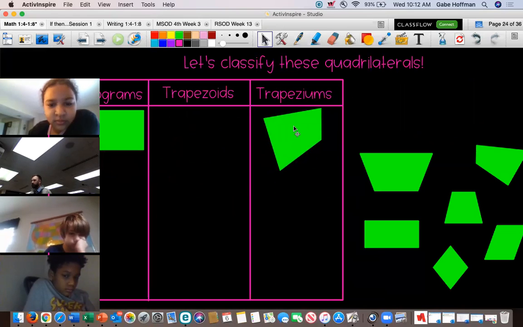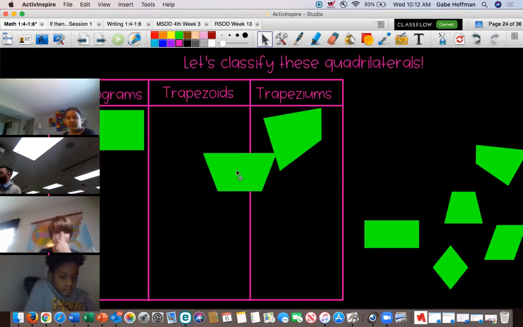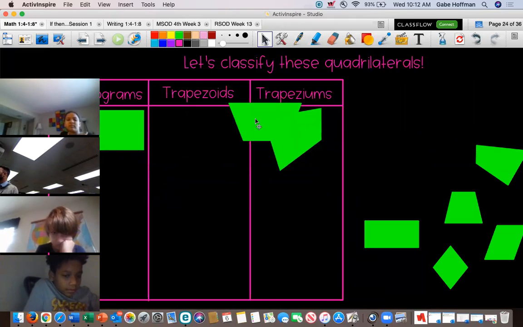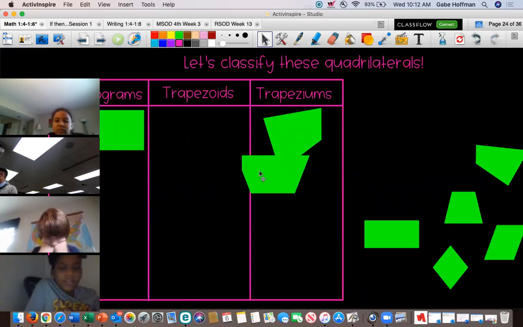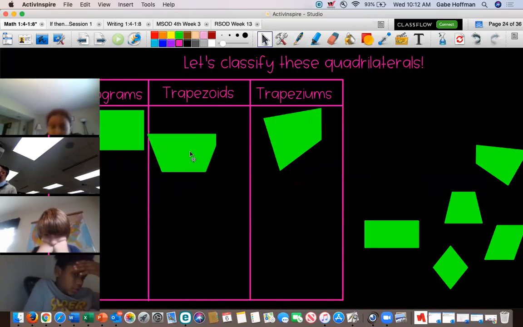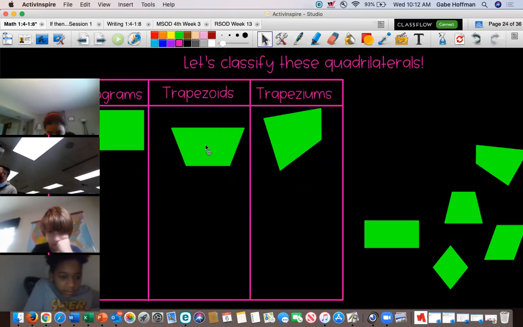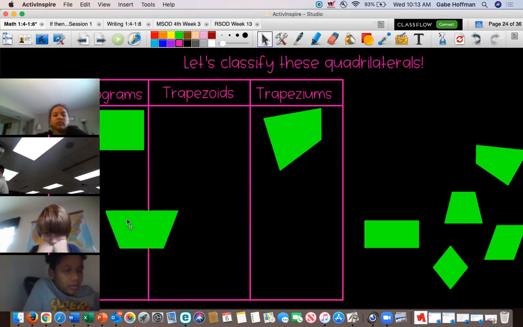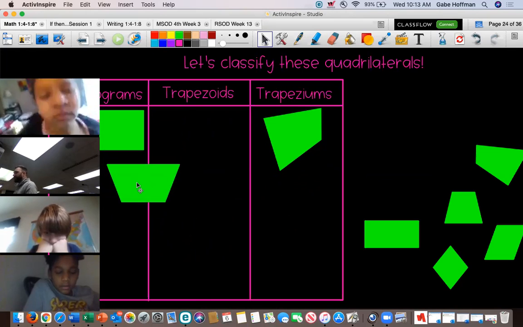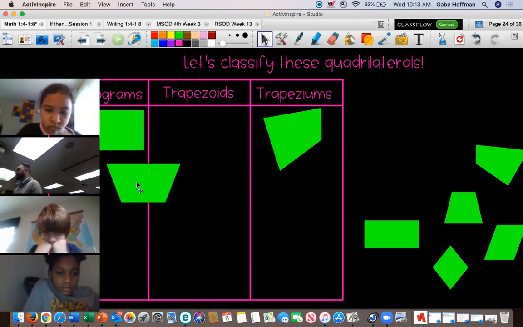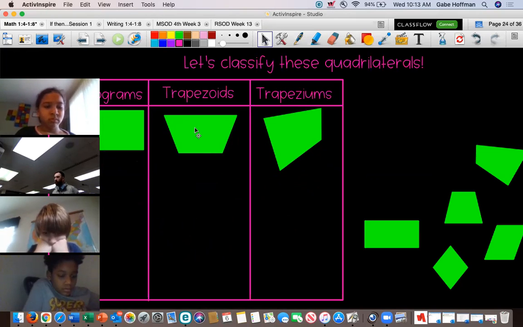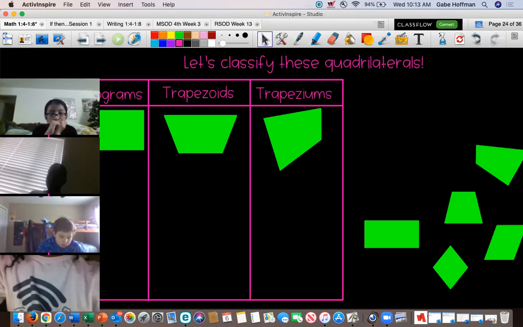Trapezium. Clay, this one. Where should this one go? In what's it called again? Yes. So put it in that section: parallelogram, trapezoid, or trapezium. Parallelograms. I keep forgetting the name. Does that have 2 sets of parallel sides? Are both sets of sides parallel? No, so I'll call it a trapezoid. Very good. It only has 1 set of parallel sides. 1 set of parallel sides means that that is a trapezoid.